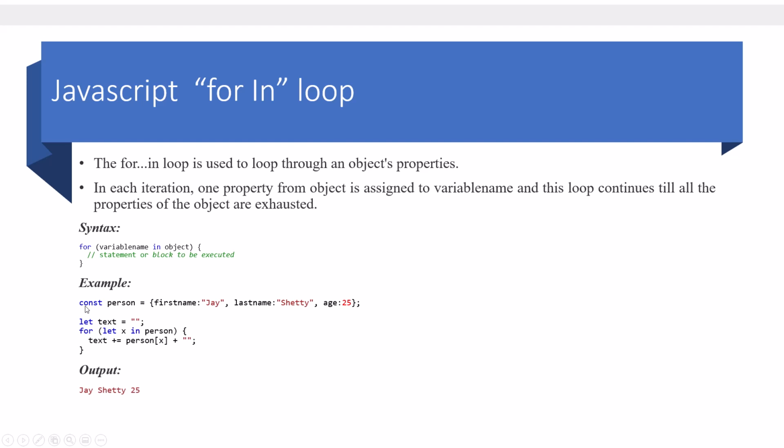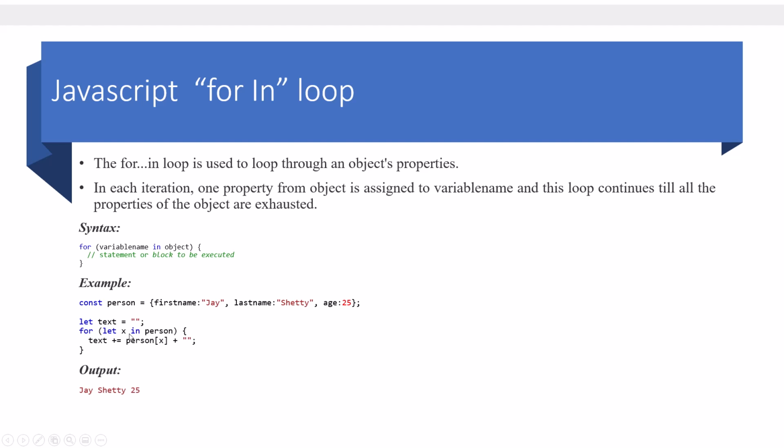So in this example, you can see we have a constant variable named person, which contains these three properties. The first is first name, whose value is J, then the second is last name, Shetty, then the next is age, which is 25. So these are the three properties and their values. What we are doing here is declaring a let variable text, which is currently blank, and we are using this for in loop, where we are using person as the object and x as the variable.